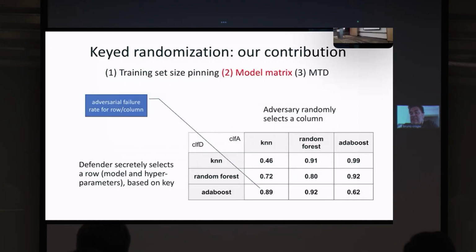And the adversary doesn't know the key, so it doesn't know the strategy or the learning algorithm. The adversary can only guess. And this number is the adversarial failure rate. Of course, you have the worst failure rate in the diagonal, because the diagonal means that the adversary chose exactly the same classifier used by the defender. So he guessed the algorithm.